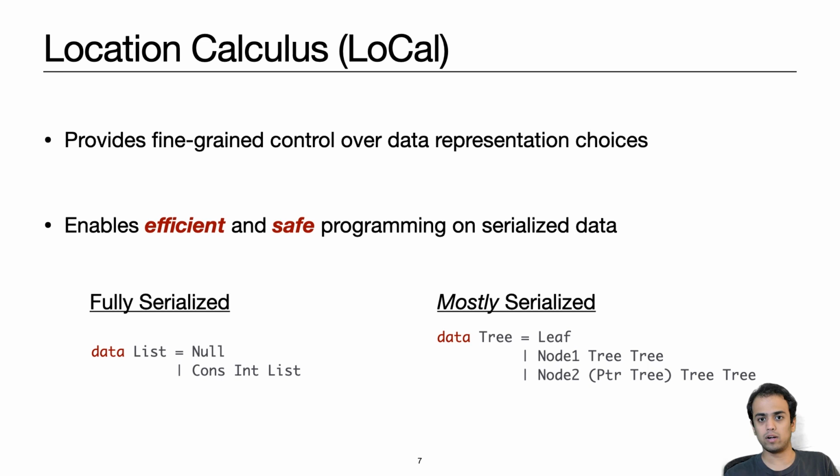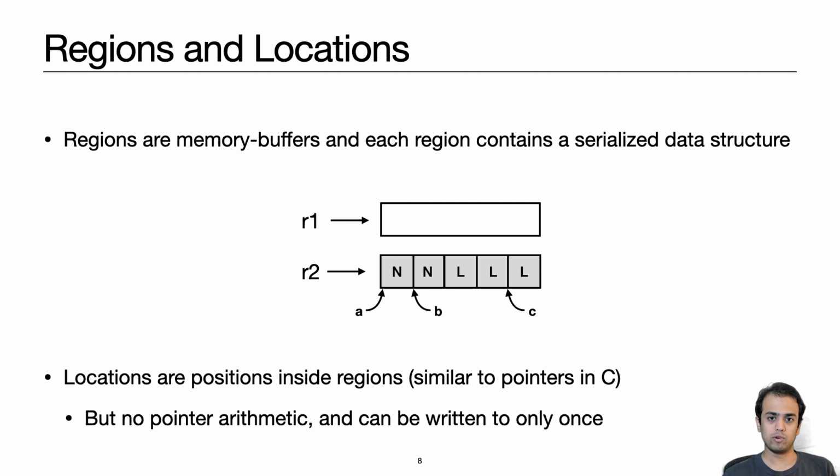So regions and locations are the most important features of Locus. Regions are sort of like unbounded memory buffers, which are used to allocate all data. But each region only contains a single data structure. Then these locations are precise positions inside a region. So here A is the location of the root of the tree, B is the location of the left subtree, and C is the location of the right subtree. These locations are very similar to pointers in C, but the main difference is that you can't do arbitrary pointer arithmetic with them, and locations can be written to just once.